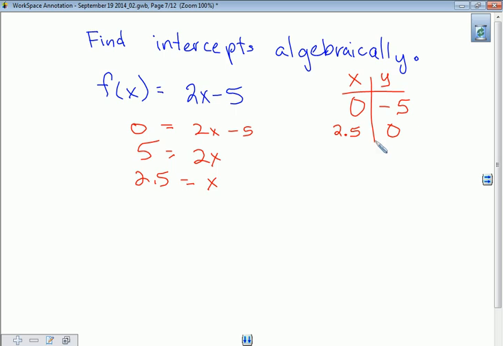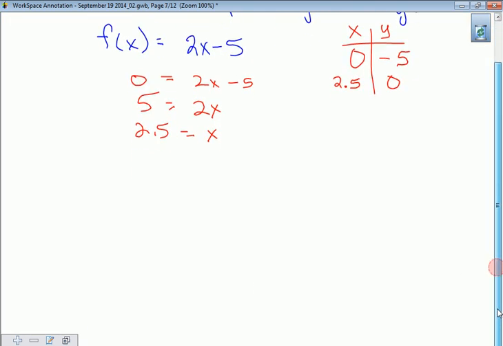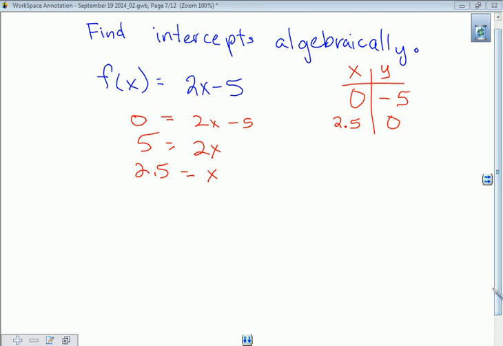So this we've already been doing. So we know how to find the intercepts algebraically. We know how to look at a graph and find the intercepts. And the x-intercepts occur at the points where the function has a value of 0. So the x-intercepts and the zeros are kind of like the same thing. So far nothing really new, right? Okay.